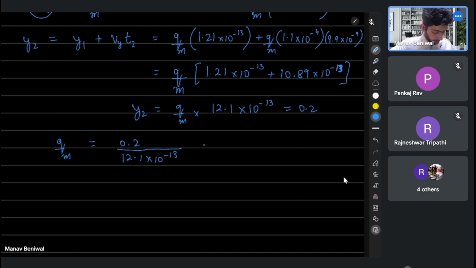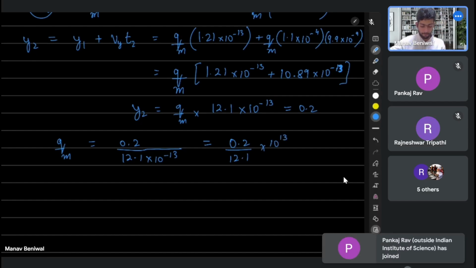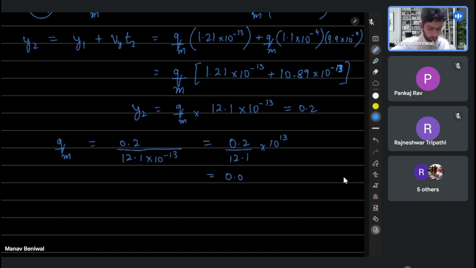Okay, so this will be 0.2 divided by 12.1 into 10 to the power 13. And this is nothing but 0.01653 into 10 to the power 13. And so finally what we get is 1.653 into 10 to the power 11.